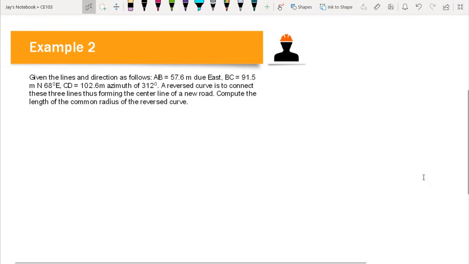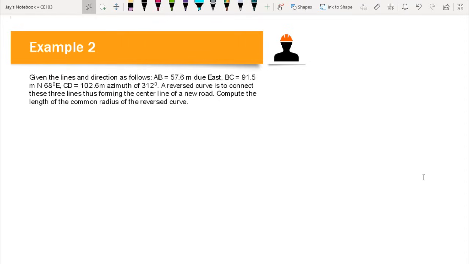And now we have the second example here. Given the lines and directions as follows: AB is equal to 57.6 meters due east, BC is equal to 91.5 meters north 68 degrees east, CD is equal to 102.6 meters, and azimuth of 312 degrees. A reversed curve is to connect these three lines, thus forming the center line of a new road. Now, compute the length of the common radius of the reversed curve. So basically here, we need to draw the reverse curve first.